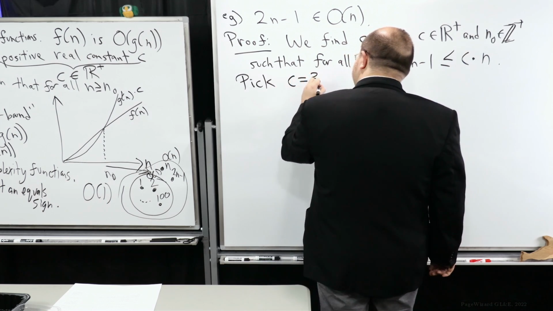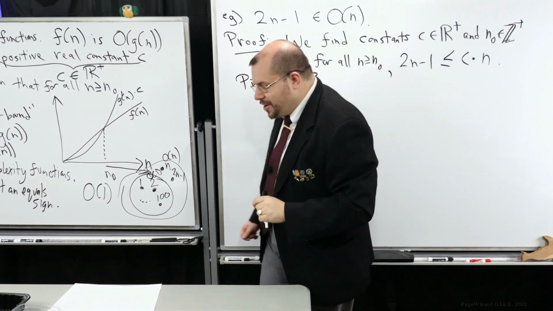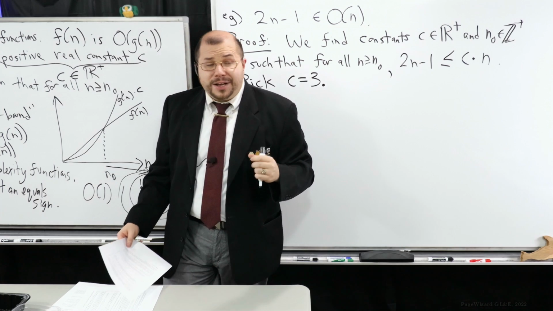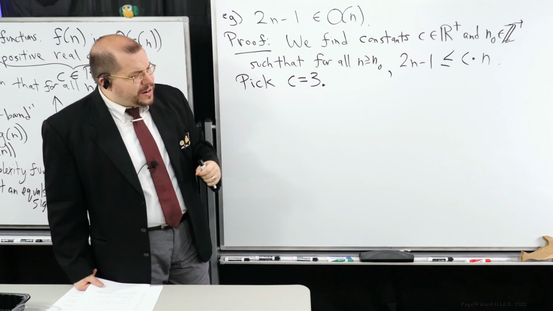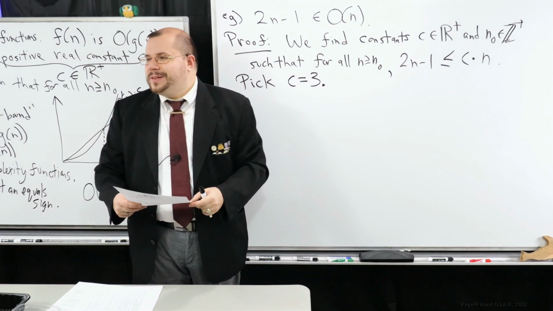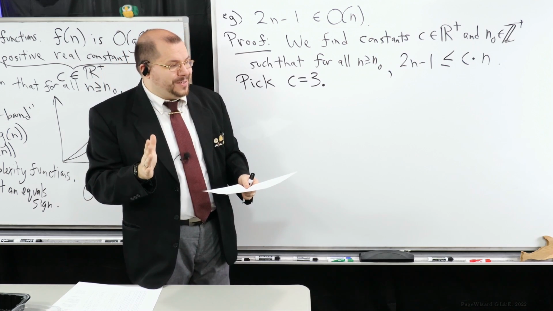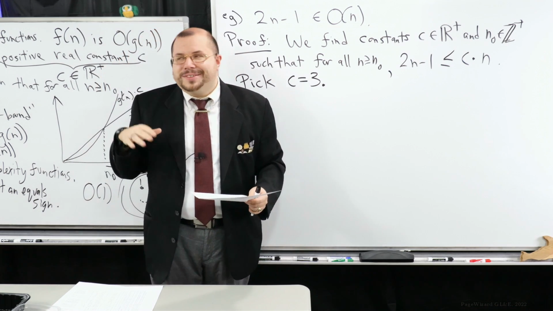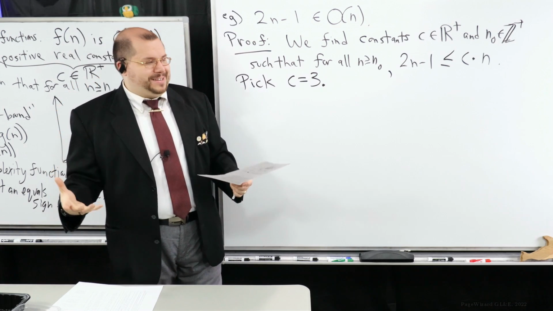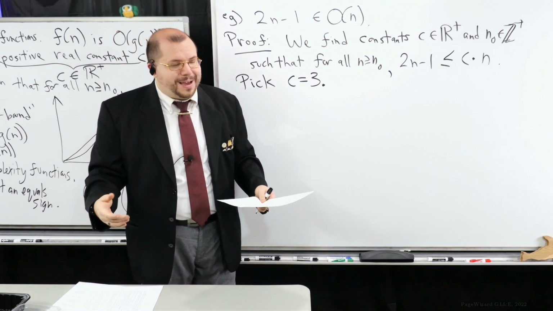We're going to pick C is equal to 3. So we're going to start off with 3, and my goal is to figure out what n0 should be. Keep in mind, we don't necessarily have to find the smallest value for n0, it could be any value for n0. The catch is that you can't just guess it. You have to prove that it actually works.